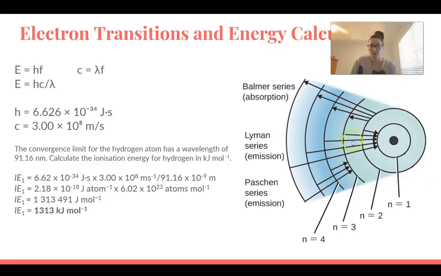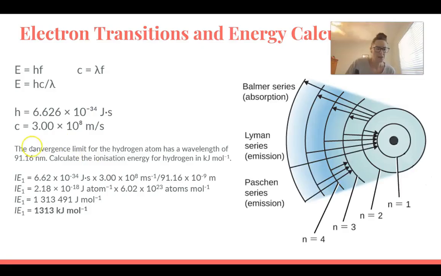The Lyman series here is ultraviolet because there's a bigger energy gap between 2 and 1, and that's actually too much energy to be visible. So between 1 and 2, 1 and 3, 1 and 4, 1 and 5, 1 and 6, that's the Lyman series. And then the Paschen series is the infrared series, so it has lower energy and longer wavelength, so we can't see this because the energy is too low.